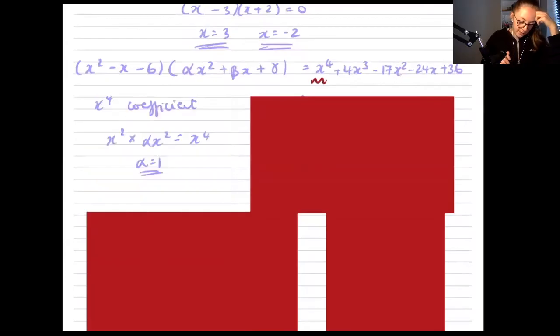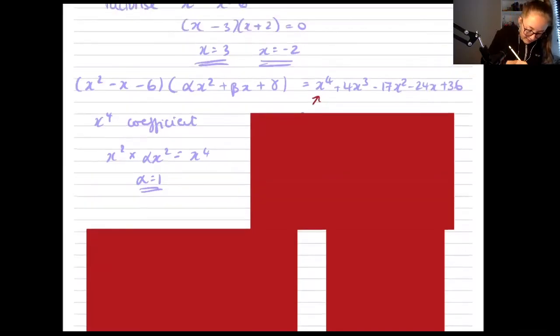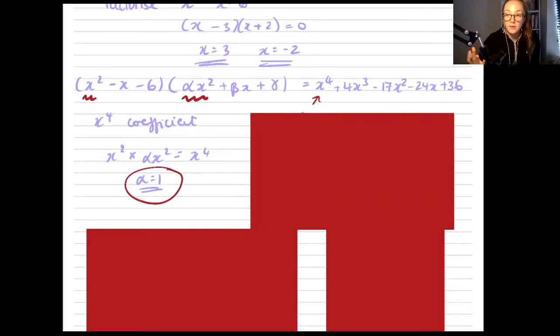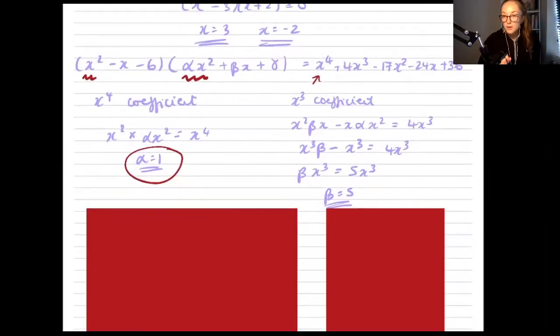So similar to last time, we look at our x to the power of 4 coefficient first, so our highest x coefficient. We can see that x squared and alpha x squared can multiply together to make an x to the power of 4, and no other combination can. So again, we end up with our answer straight away without having to sub in any known information. Then again, we do the same thing with x cubed.